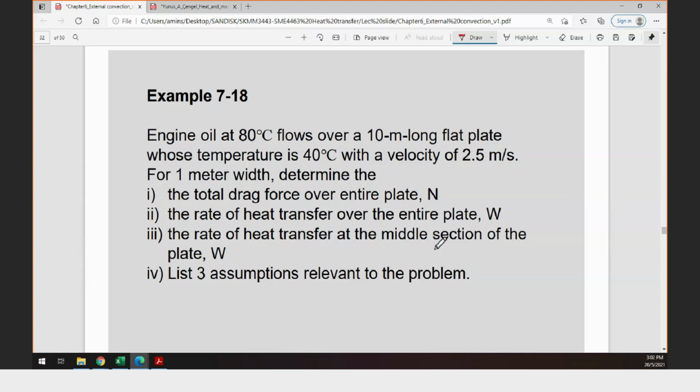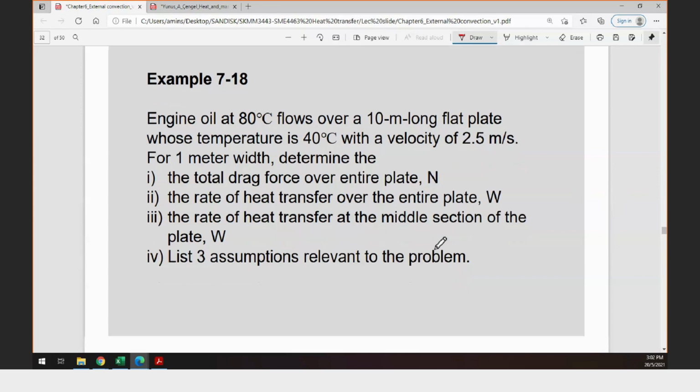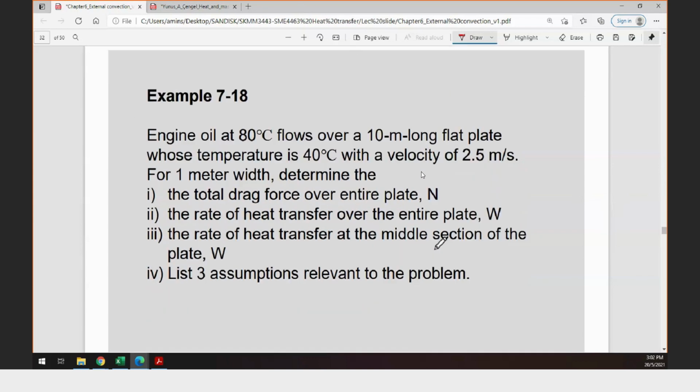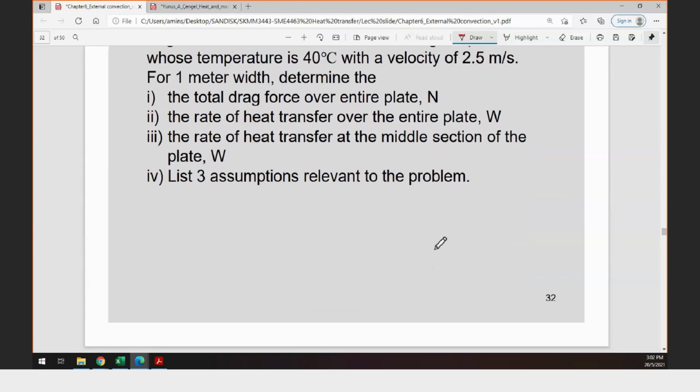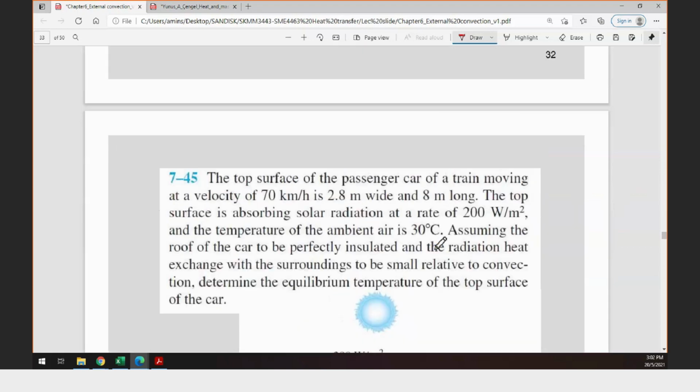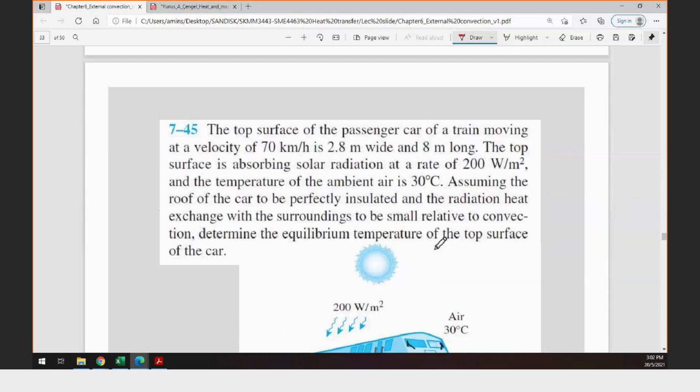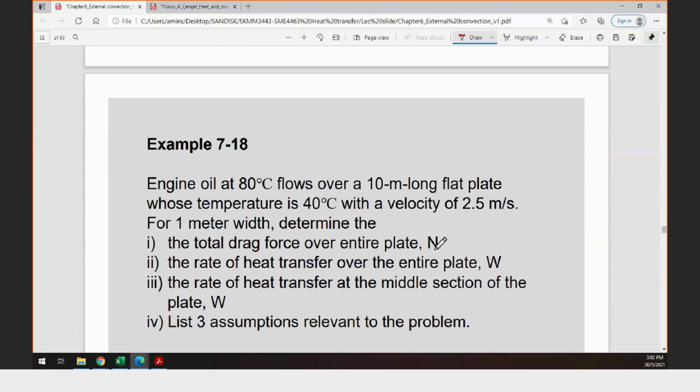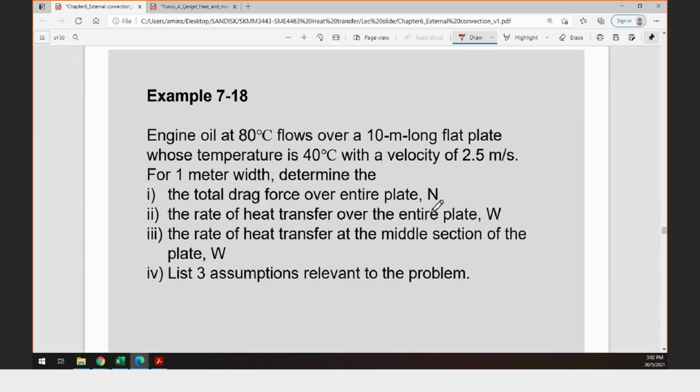I want you to choose one exercise. I think this exercise is similar to the problem in the textbook, because it's calculating the drag force. You know how to calculate drag force, and you can check heat transfer.